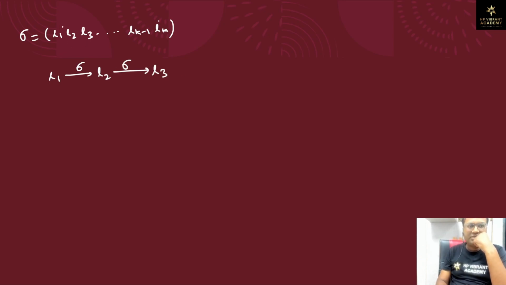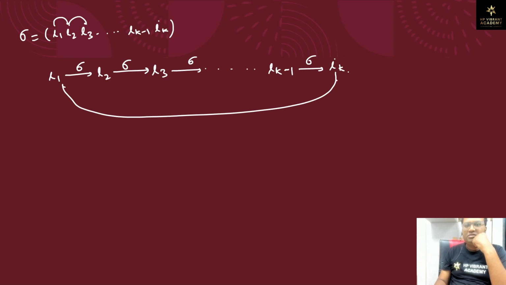So let us take a permutation like this. Sigma is equal to (I1, I2, I3, ..., Ik minus 1, Ik). On application of sigma, I1 goes to I2. Again on applying sigma, it goes to I3, because it sends each element to the next element. So I1 goes to I2, I2 goes to I3, like this, and Ik minus 1 on application of sigma goes to Ik. And again on application of sigma on Ik, it goes to I1.